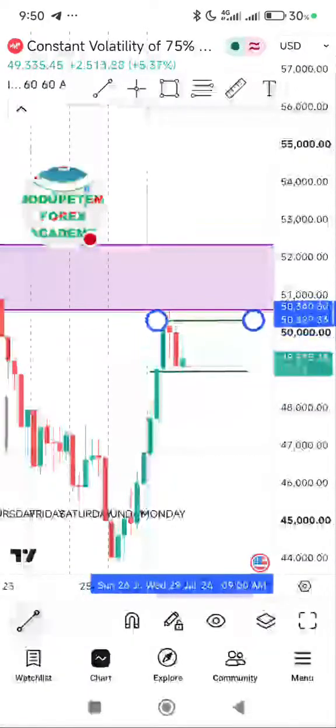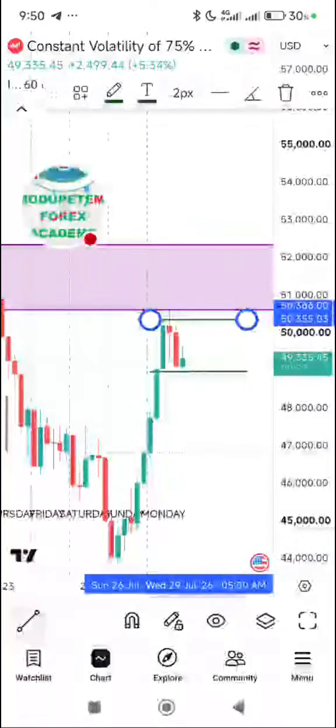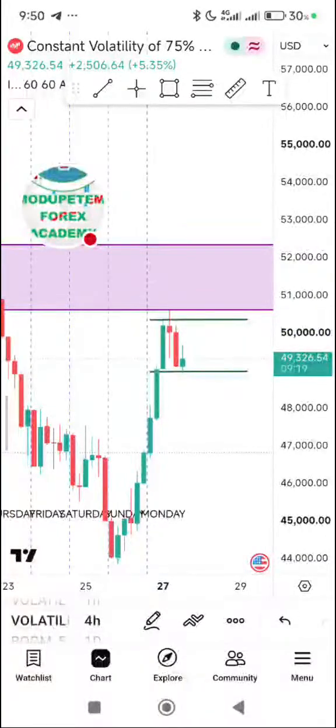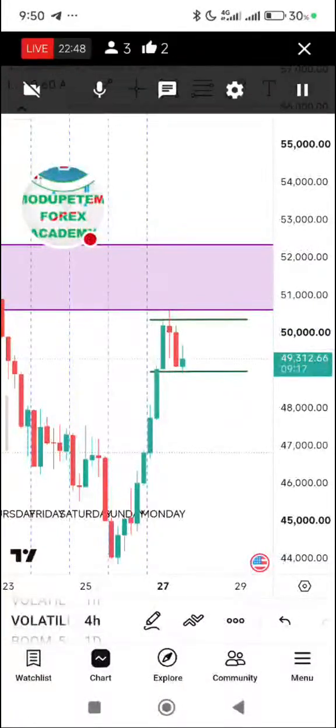We are going for Asian. The CRT high has already been taken. The low has already been taken too. The low has been taken. The high has been taken.